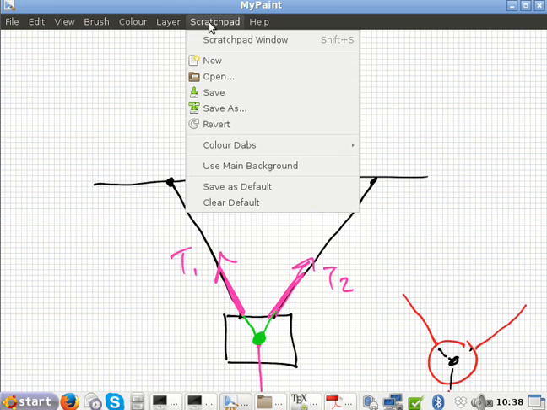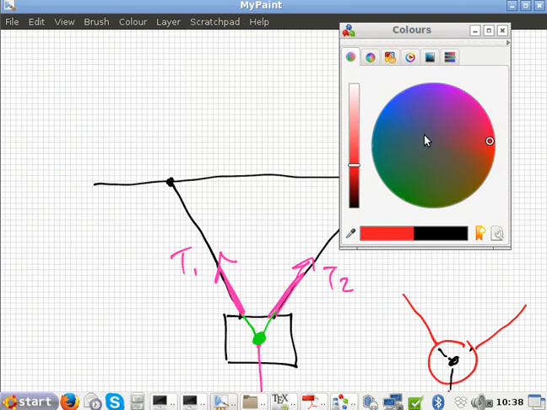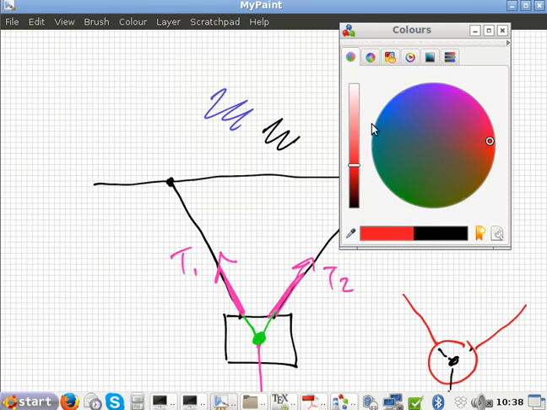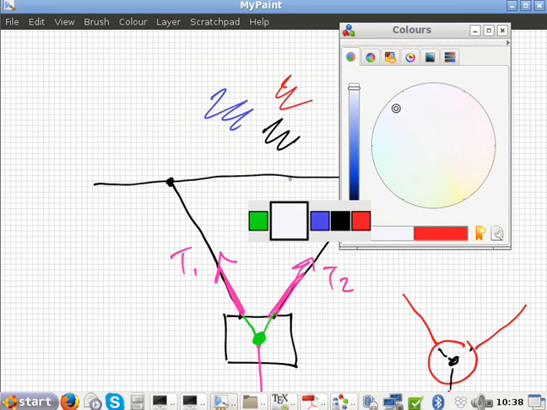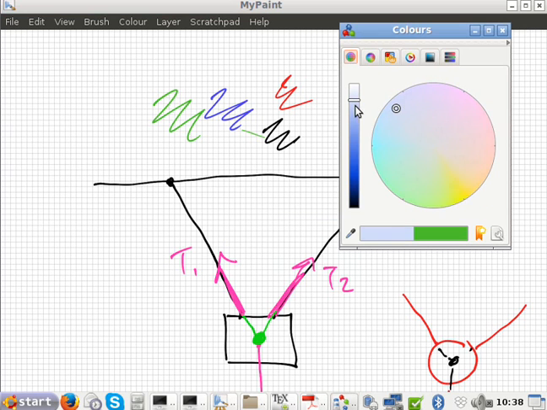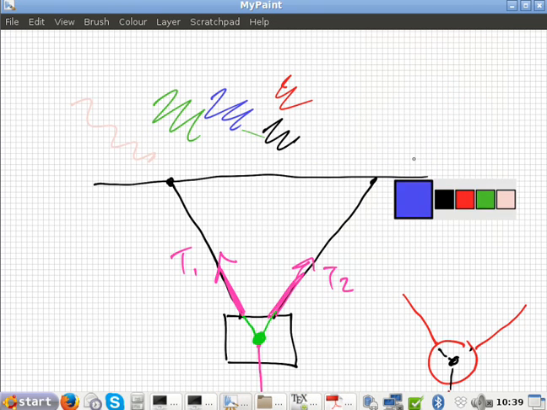Where's my colour wheel gone? Blue. No. Black. Red. Green. And what other colour will we like? I don't really want white. Ooh, maybe this kind of... Yeah. No, I like it. Alright. I won't use it then.